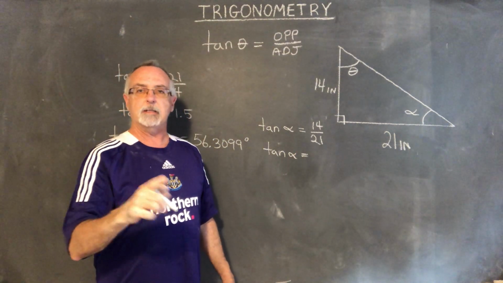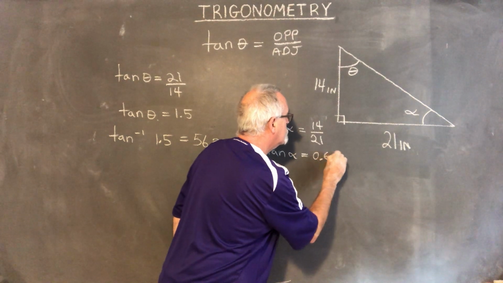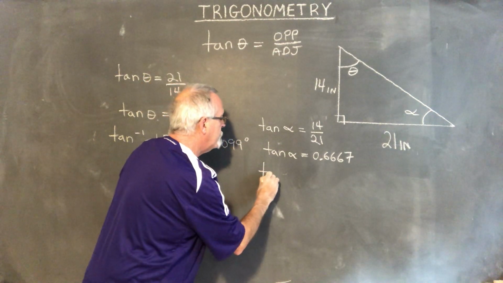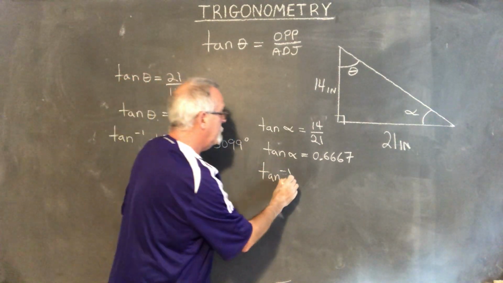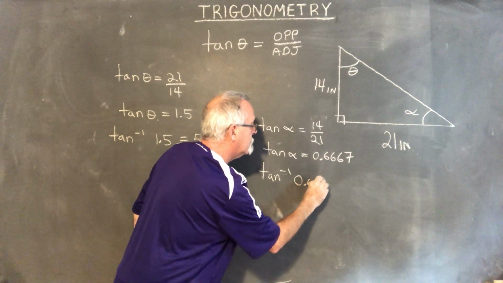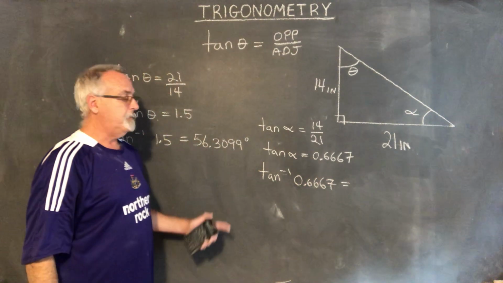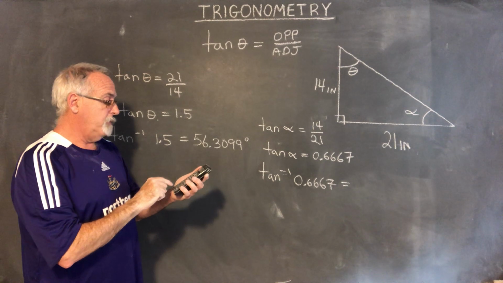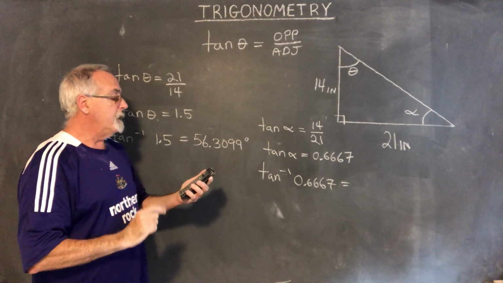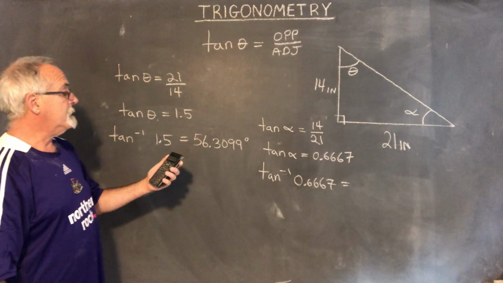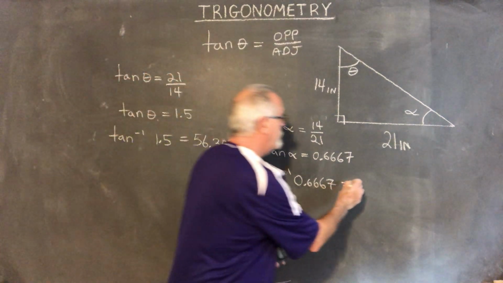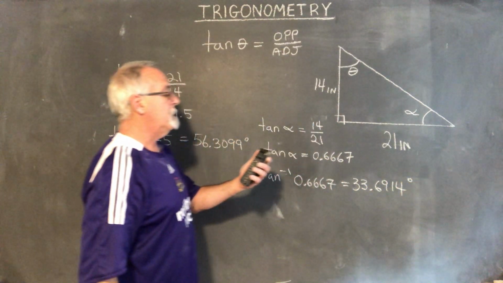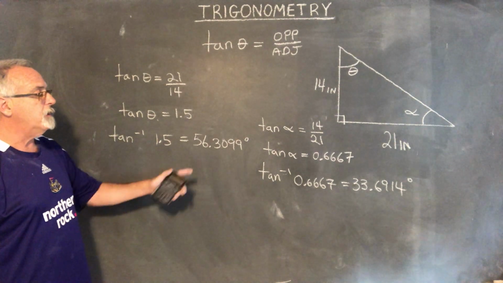It's going to give me 0.66667 rounded to 4 decimal places. Therefore, inverse tan of 0.6667 is going to, I can kind of predict what it's going to give me, but I'll do it anyway. Inverse tan 0.6667 equals 33.6914 degrees. That is rounded to 4 decimal places.